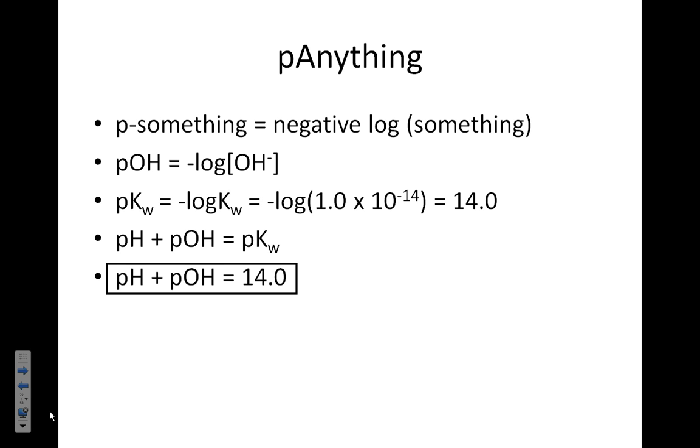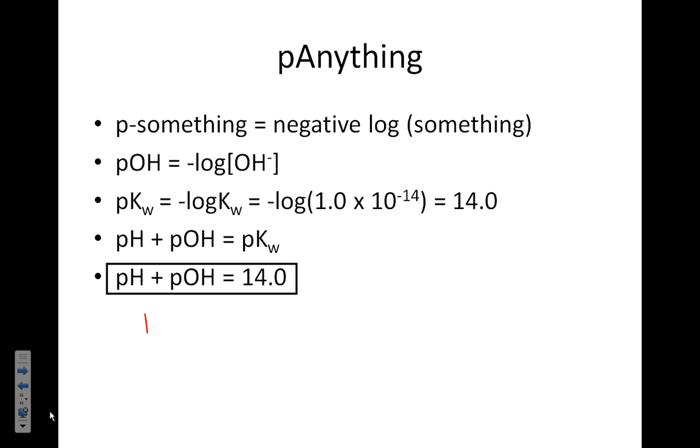If you take the negative log of everything that's involved in that formula, you get pH plus pOH is equal to 14. And find that on your reference table. It's going to be in the equilibrium section with our fundamental acid-base calculations right next to all the other ones. This formula, pH plus pOH equals 14.